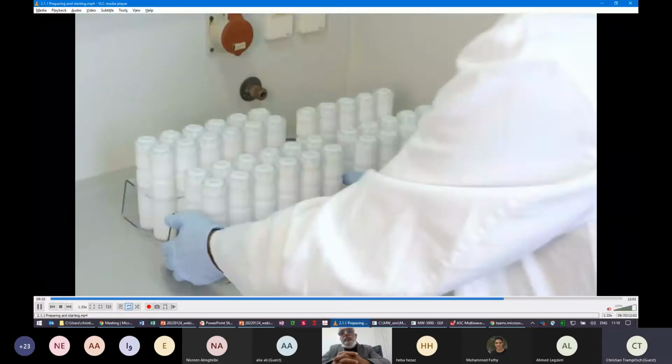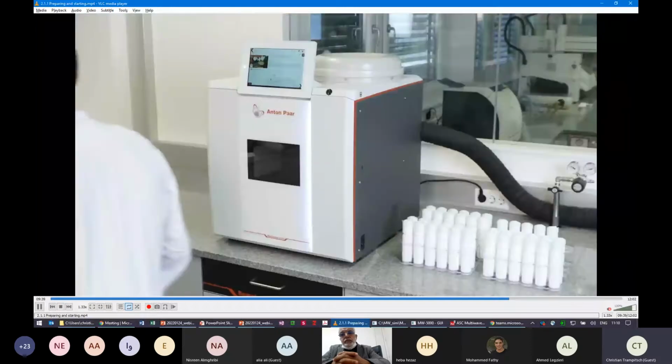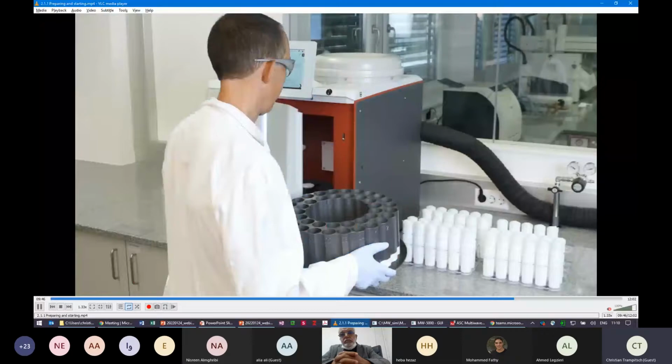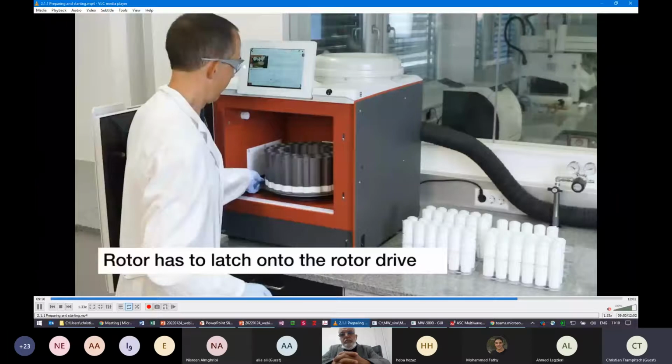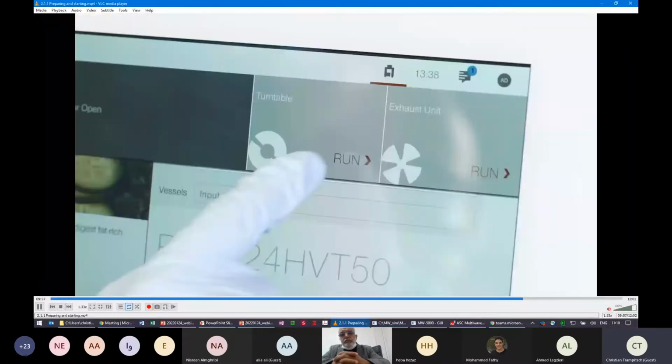By the way, if you're wondering how to number the vessels, all the vessels have a kind of stamping inside, so you can mark every individual vessel so that you don't mix them up. And what you can do here also on the instrument is fill the vessels directly into the rotor without handling a fully loaded rotor.